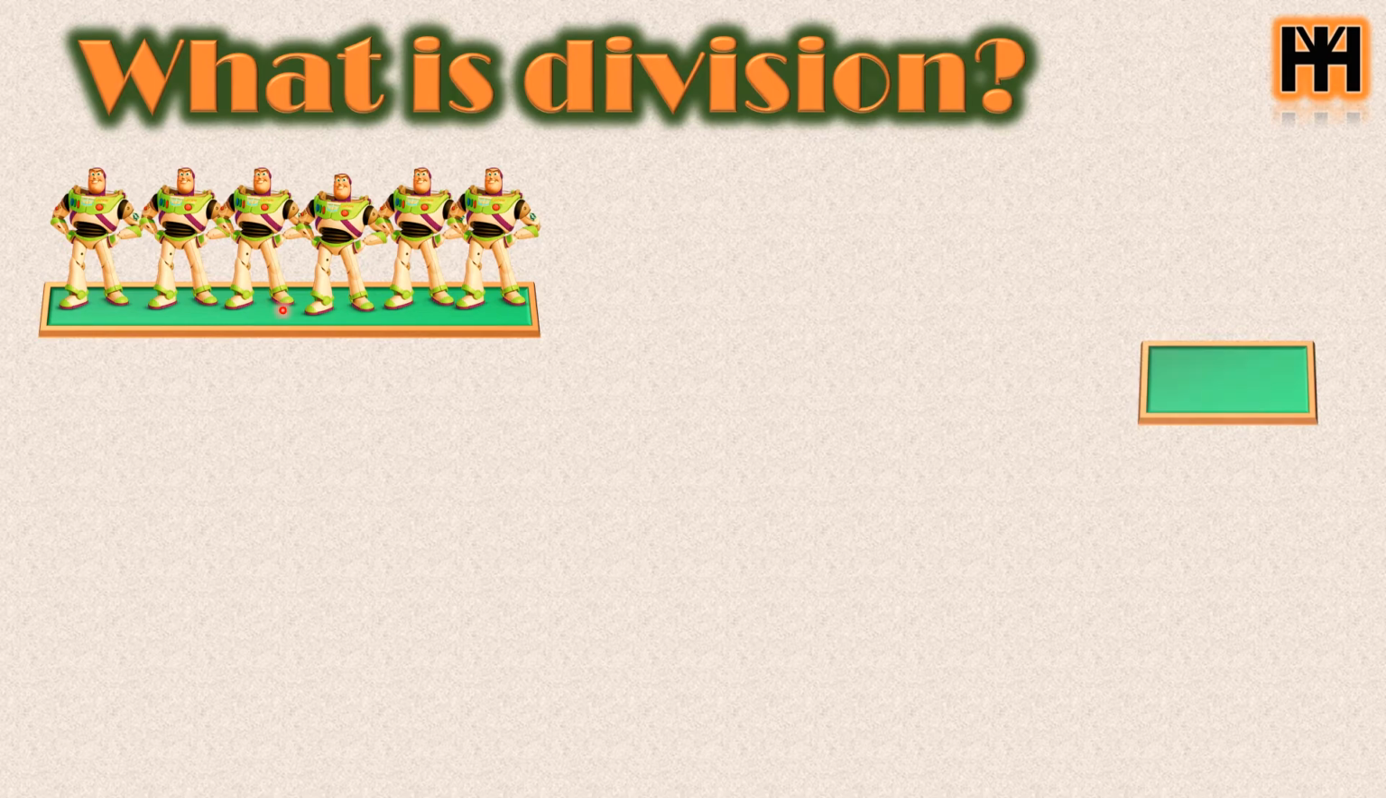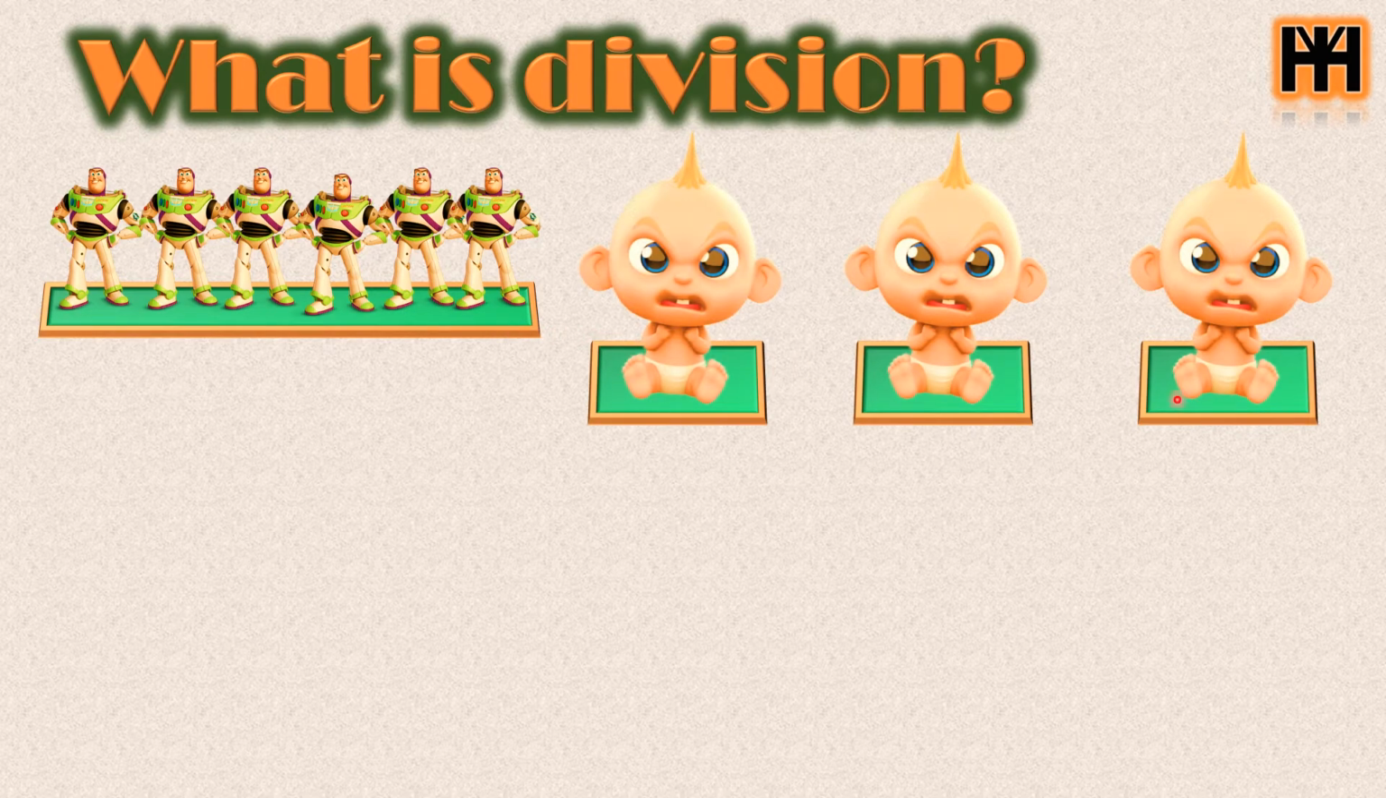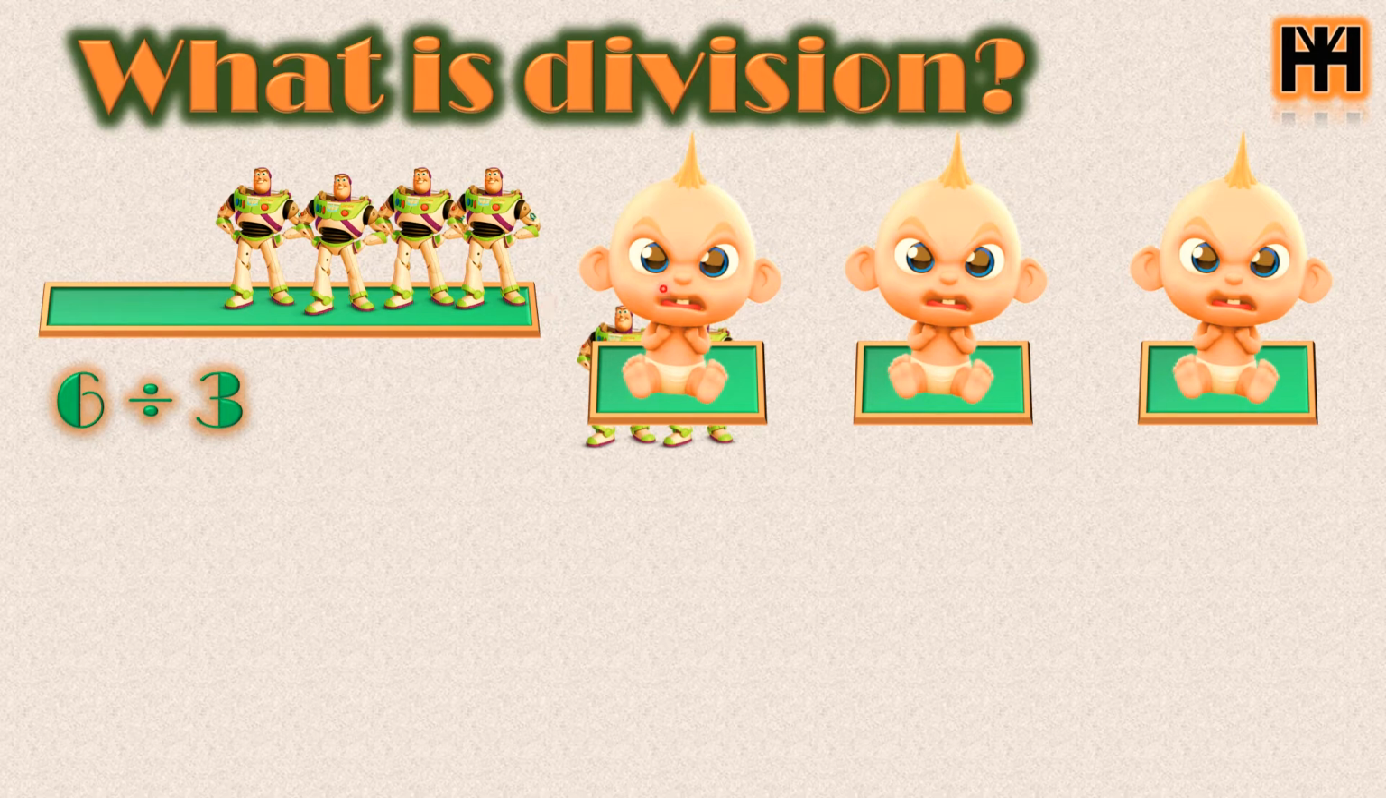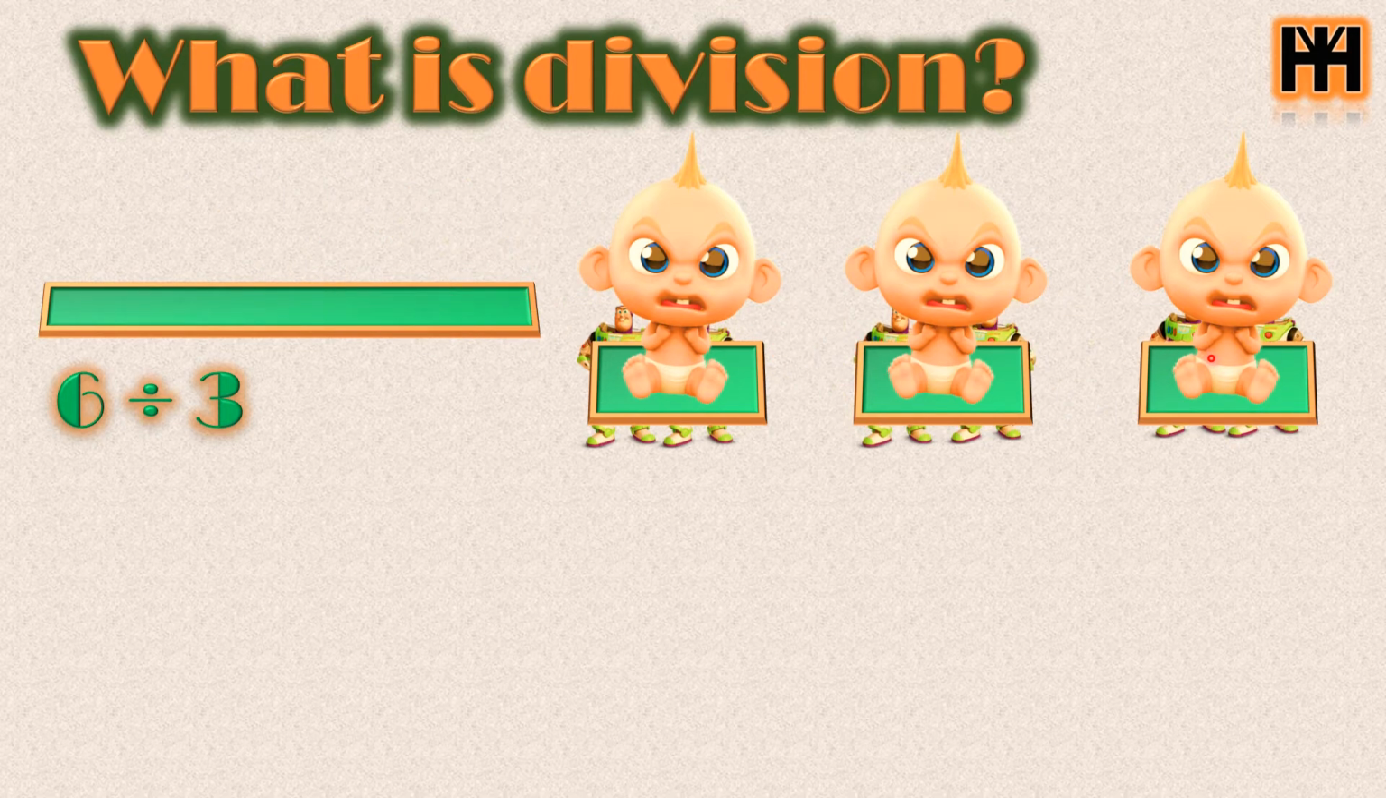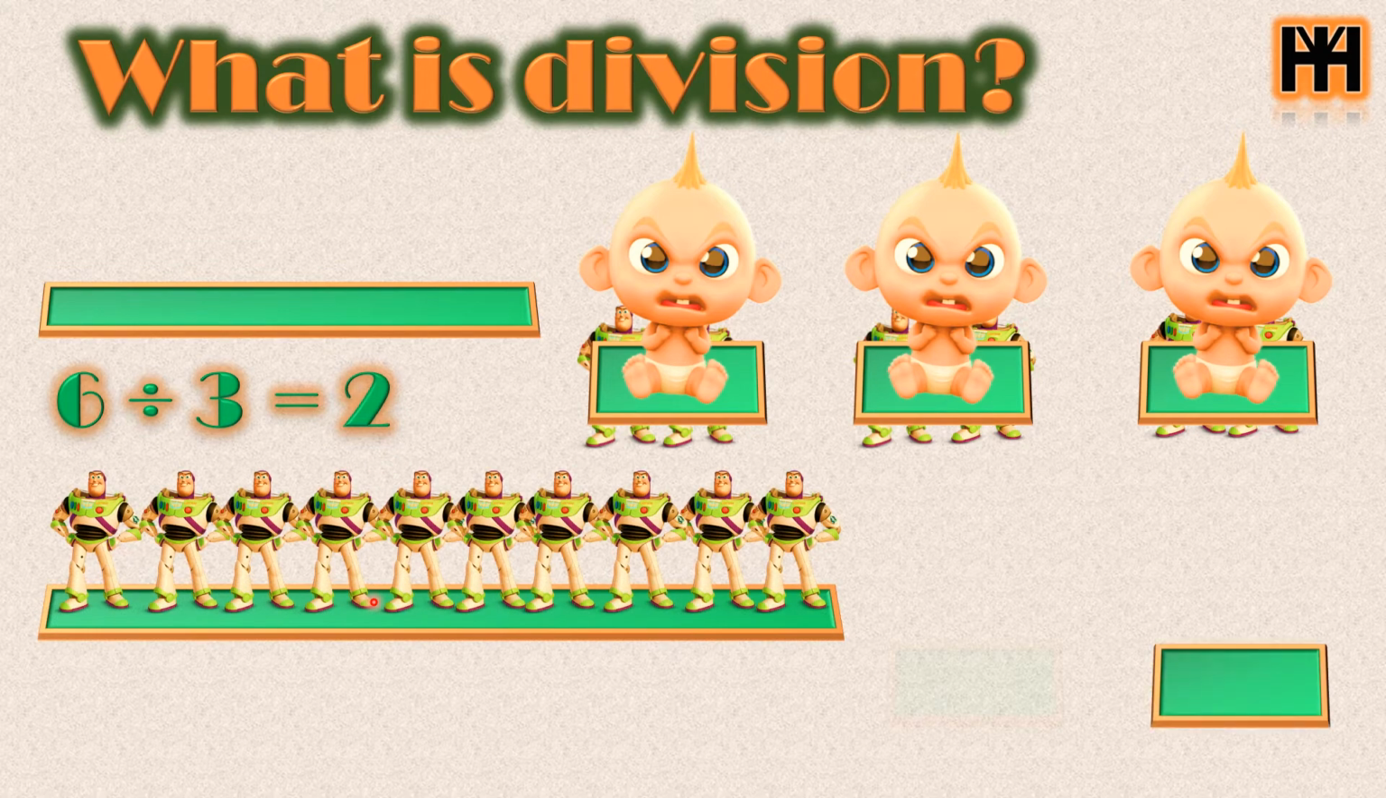Let's say we have 6 toys and 3 babies, and we want to give each one of them the same number of toys. So we will divide these 6 toys among these 3 babies. So it's 6 divided by 3. So each of them will get 2. So the answer is 2.